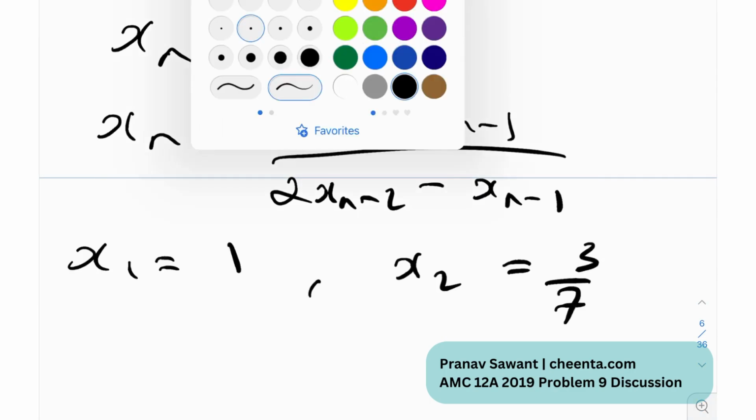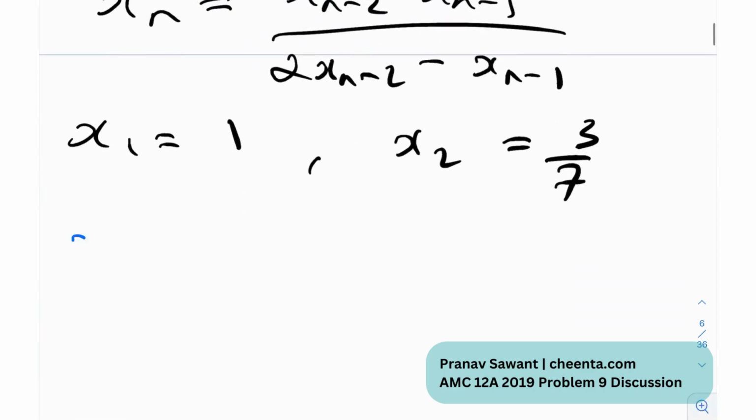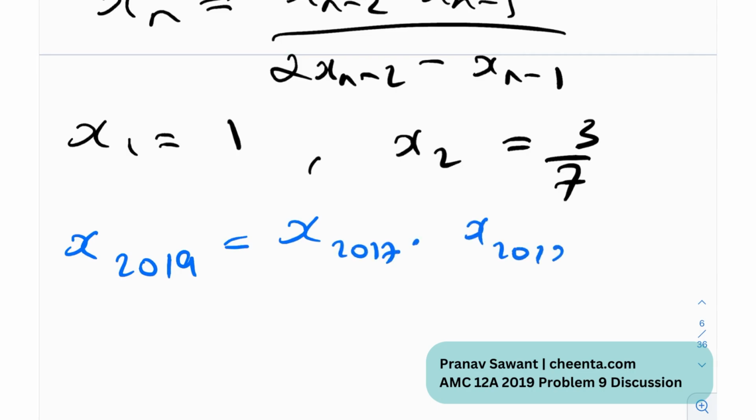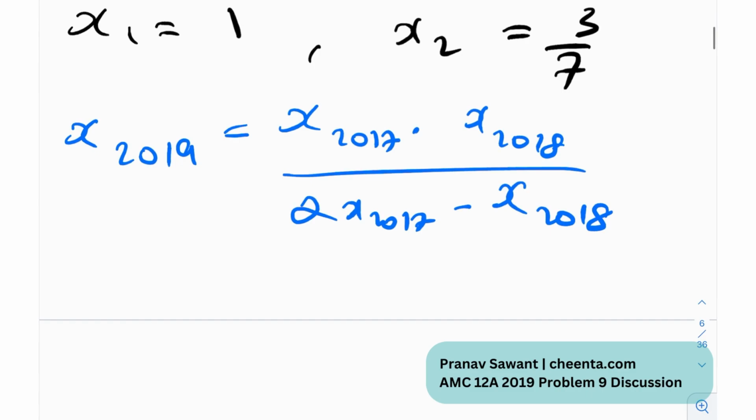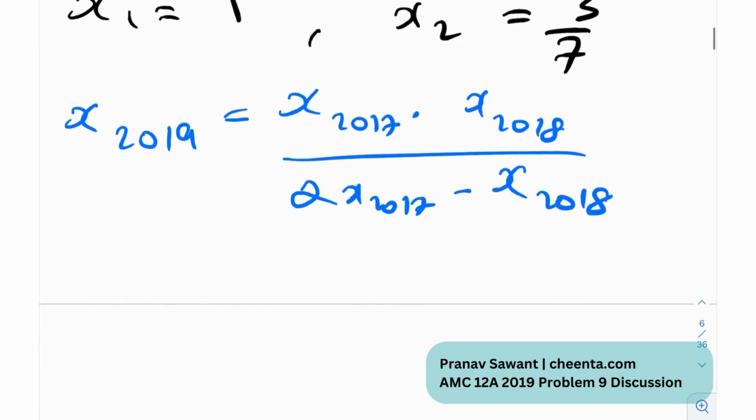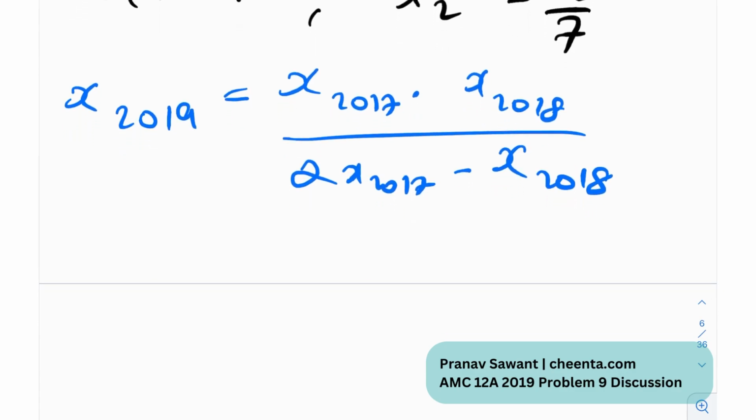Now, they want us to find x2019. If I just directly plug in n is equal to 2019 into this, I'll get an expression in x2017 and x2018. Okay, now this can obviously not be solved because we don't know what the values of x2017 and x2018 are. So, what do we do over here? Whenever you see these complicated or large terms, what you can do is analyze certain simple cases. So maybe try to figure out the values of x3, x4, x5, and just see if you can observe certain patterns over here, right?